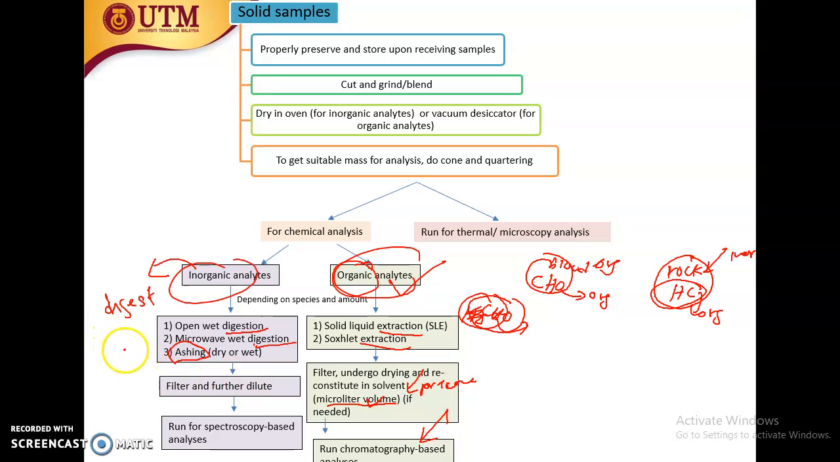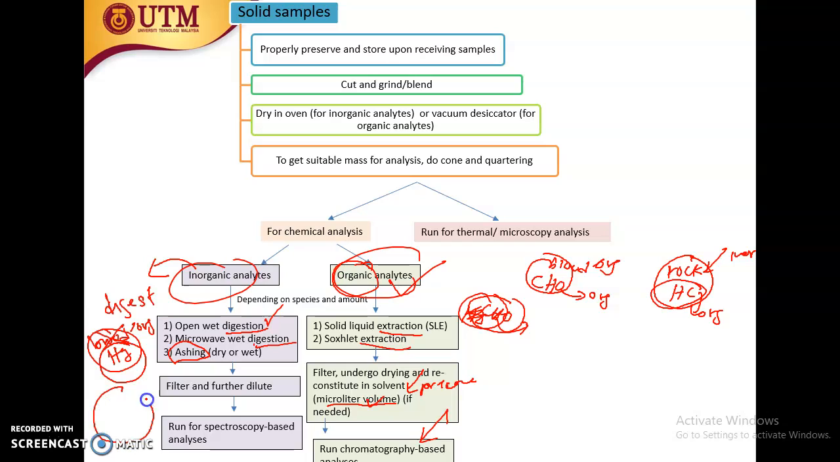This is the case if, let's say, your sample is still blood. Blood is organic, right? It contains heavy metals such as mercury. So which one to use? You can use digestion. Why? Digestion can destroy the blood, leaving out, meaning digesting out, the mercury.